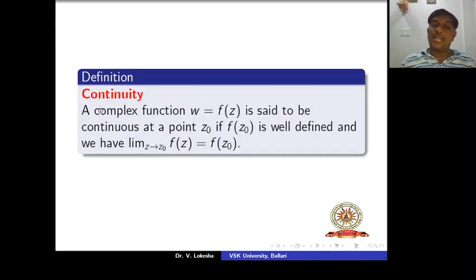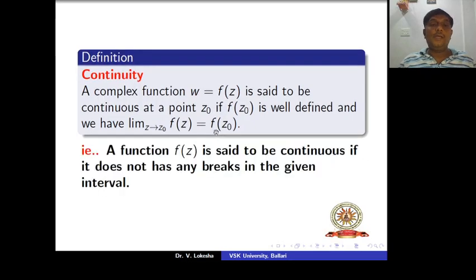Continuity of a function. A complex function w is equal to f of z is said to be continuous at the point z naught if f of z naught is well defined, and also limit of z tending to z naught, f of z is equal to f of z naught. A function f of z is said to be continuous if it does not have any breaks in a given interval.